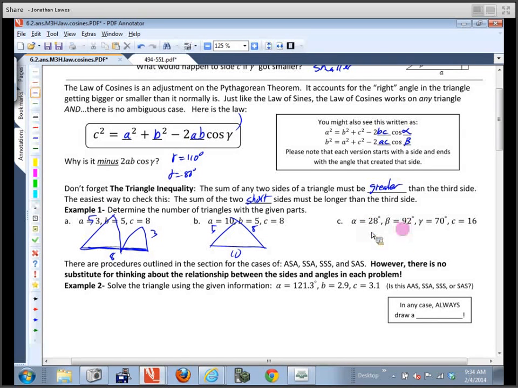I've got alpha is 28, beta is 92, and gamma is 70, and side C is 16. So I've got angle, angle, angle. I've got all three angles, and I've got a side. Anything wrong here? If you add them up, they add up to 190. Okay, can you make a triangle? No triangle. So no triangle here and no triangle there, but for different reasons.